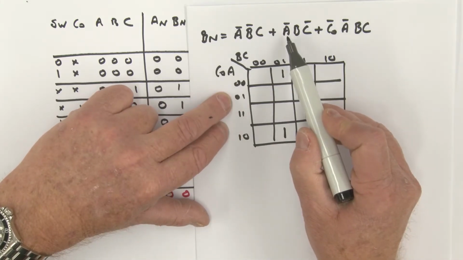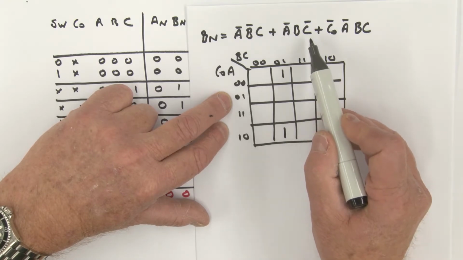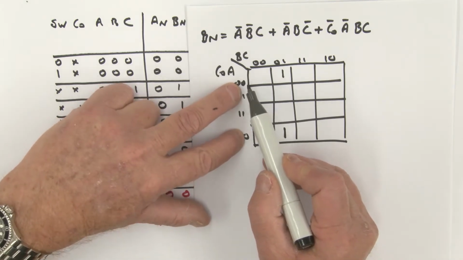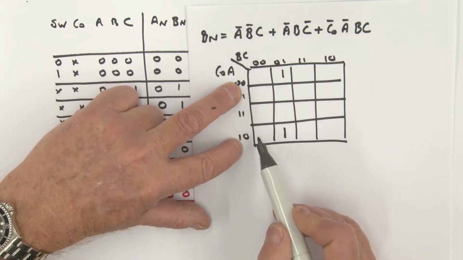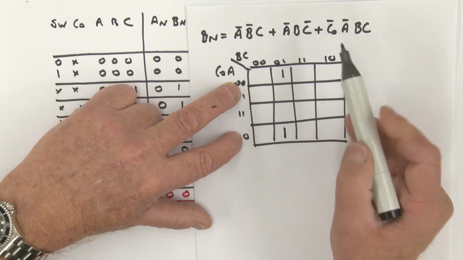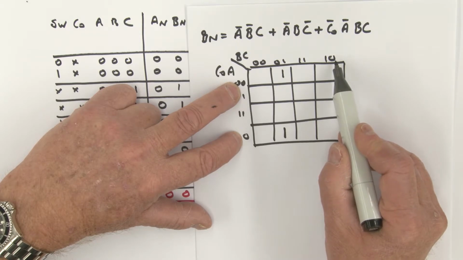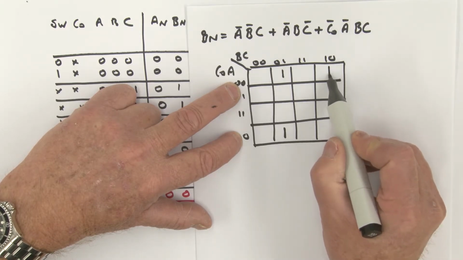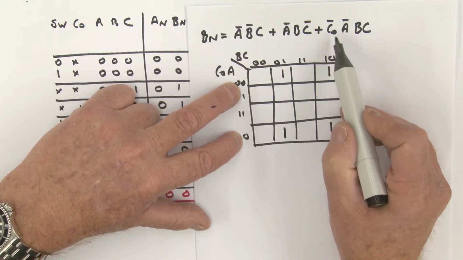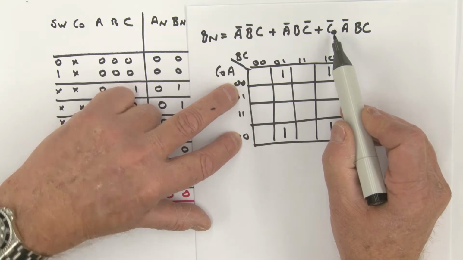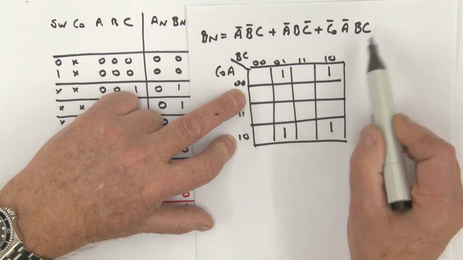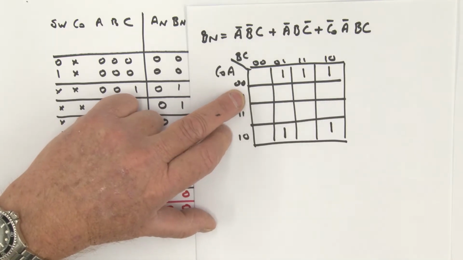Next term is what? A bar, B, C bar. Once again, there's the A bar. Basically A bar is true for this whole row here, A bar is true for this whole row here, but where is B, C bar true? So there's the B, there's the C bar, and so really we have a term here and a term here. That's that one plotted. Last one here is C bar. Well, C bar is right here, A bar, and then BC. So we've got a 1 sitting there like so.